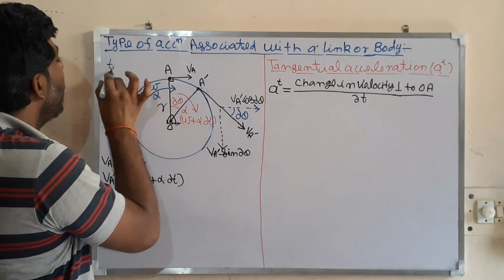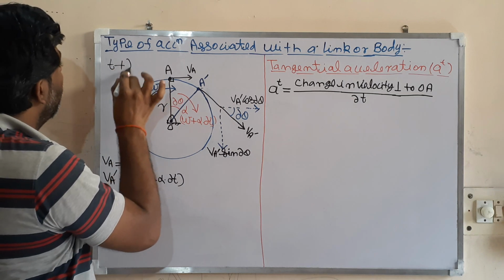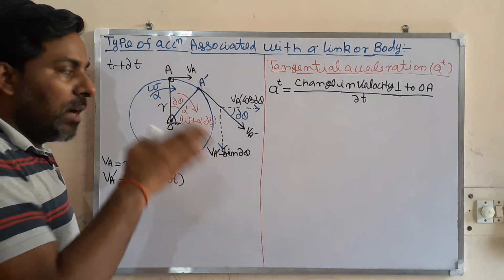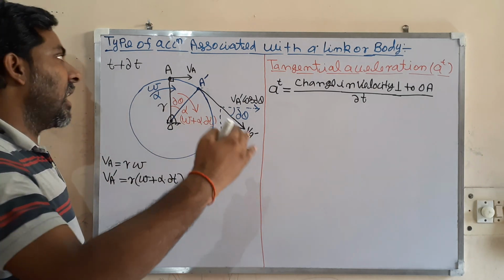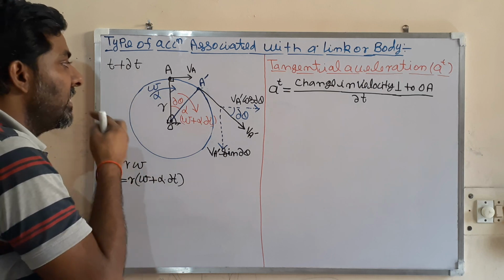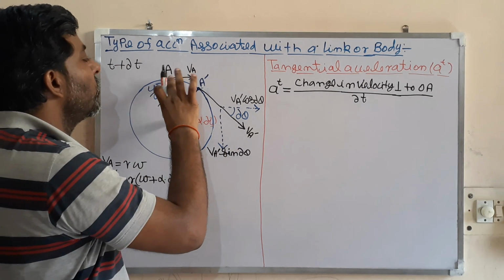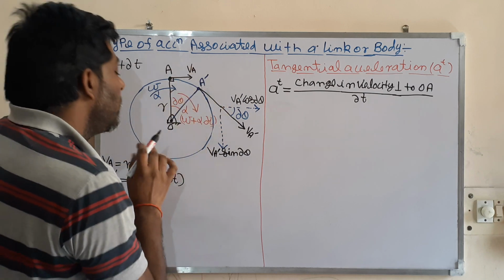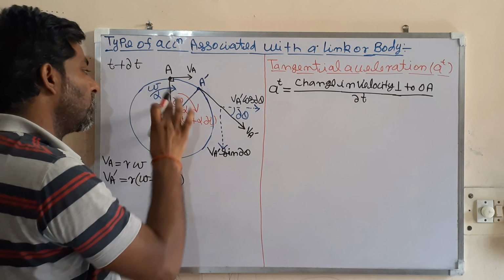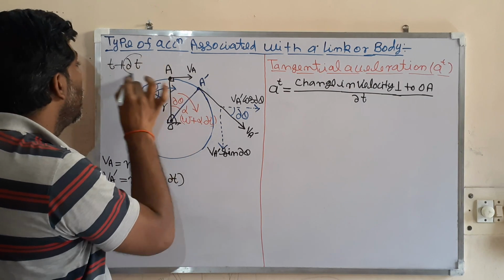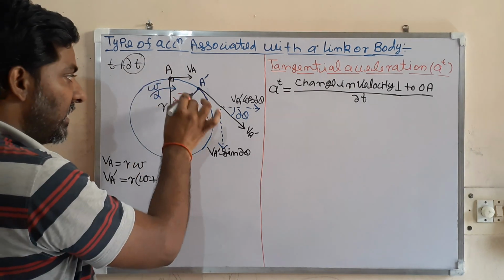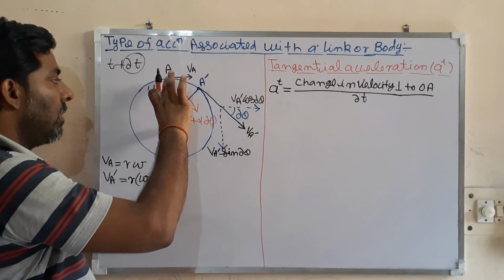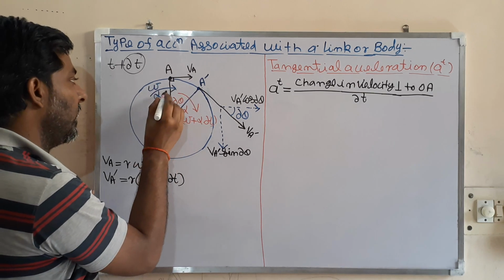So in a small time, that is, at time t plus del t, this link OA has moved to the position OA dash. Say this angle is del theta. In the small time del t, it has moved through an angle of del theta. Its length is r, and its angular velocity at that time is omega.